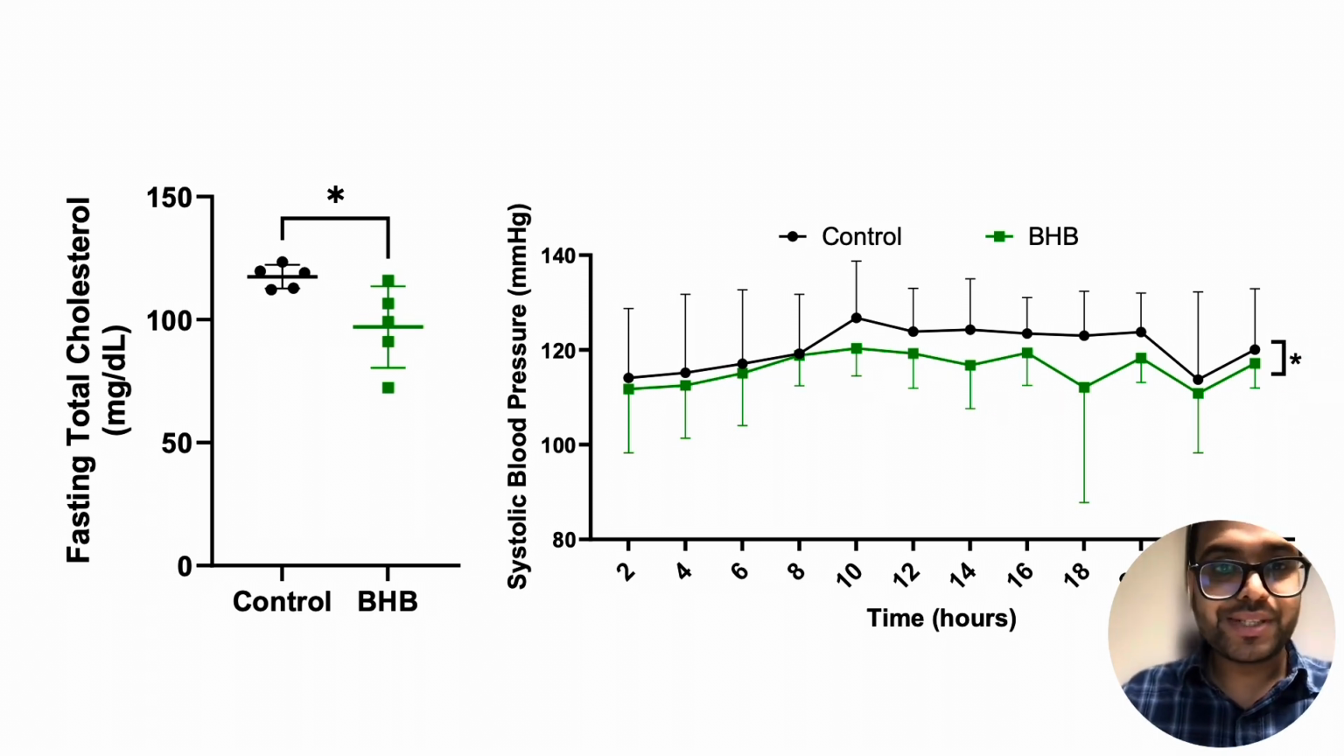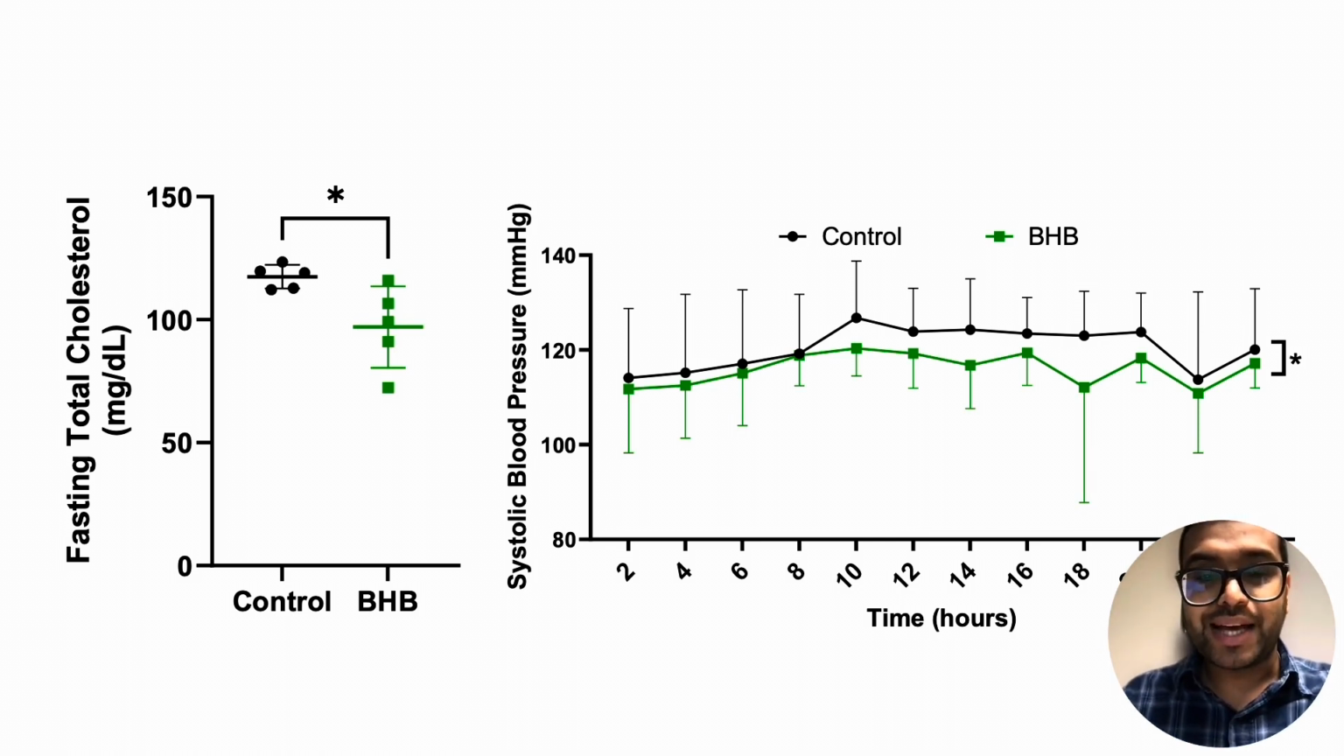So as Dr. Starmer says, bam! So that's what we got to see, because beta hydroxybutyrate was able to lower these various signs of metabolic syndrome. But our next question was, what is the mechanism behind it?